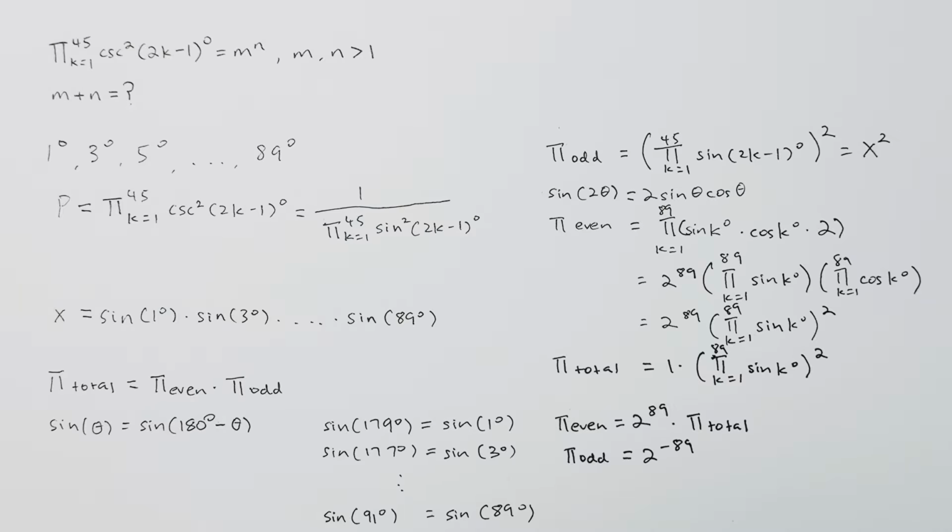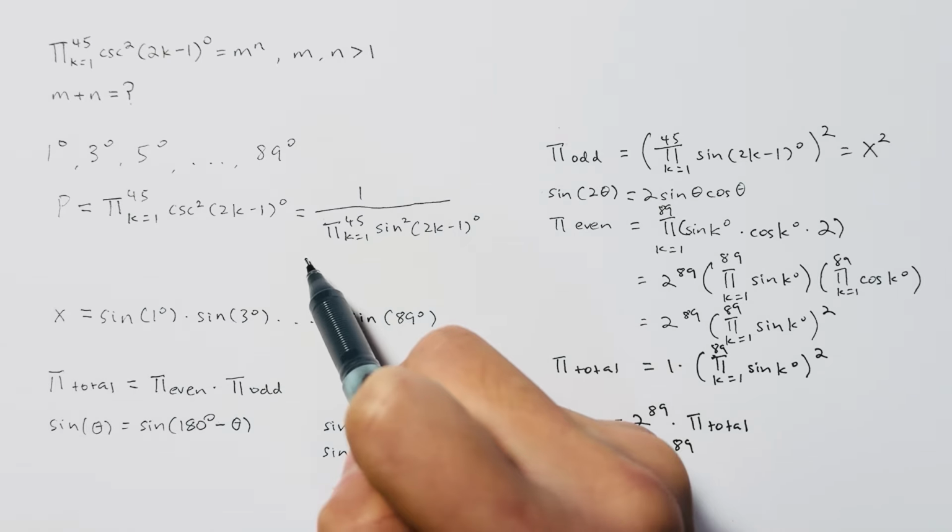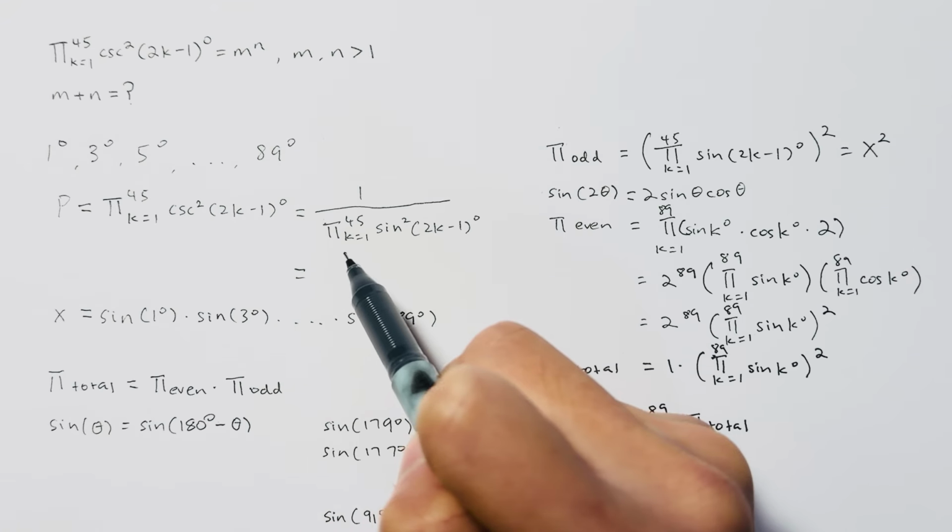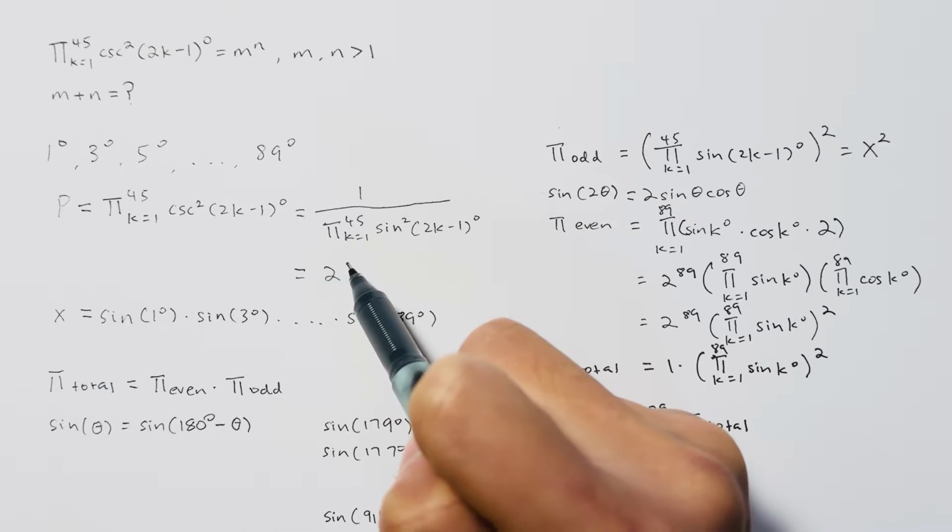And recall from step 2 that product odd is exactly the denominator of our original problem, because the problem asks for cosecant squared, which is 1 over sine squared. To be precise, we found that x squared equals product odd. So then the original expression is going to equal 2 to the power of 89.